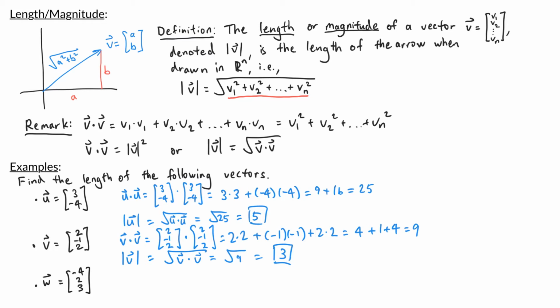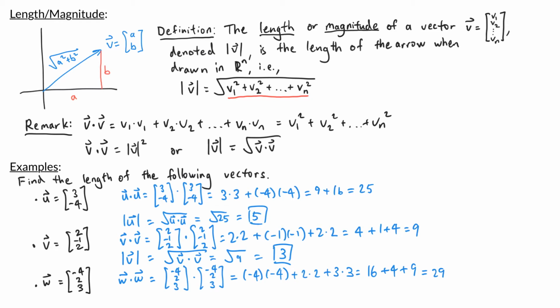Let w be the vector negative 4, 2, 3. So here w dot w is negative 4, 2, 3 dot negative 4, 2, 3. So that's negative 4 times negative 4 plus 2 times 2 plus 3 times 3, or 16 plus 4 plus 9, which is 29. The length of w is the square root of w dot w, and that's the square root of 29. Next, we'll talk about how the dot product can be used to find the angle between two vectors.